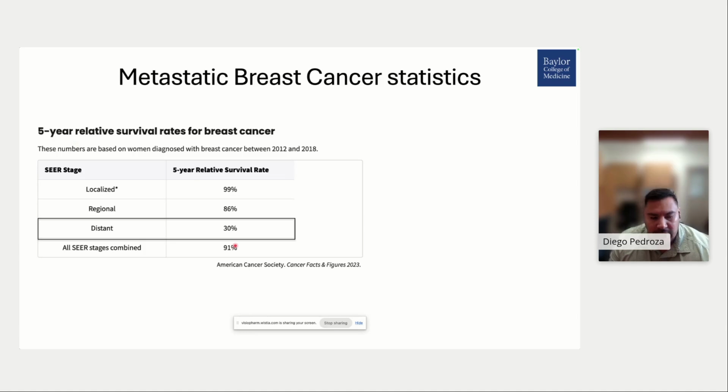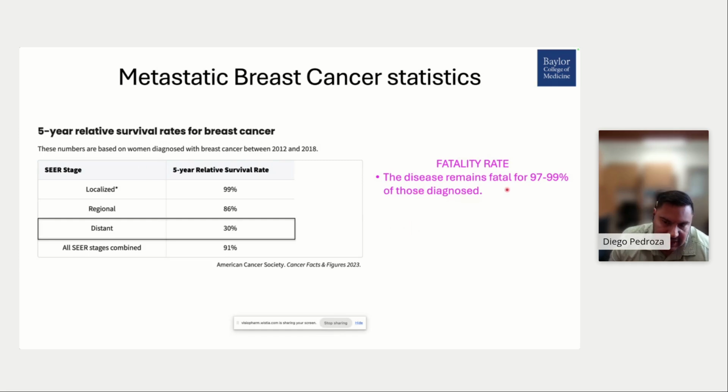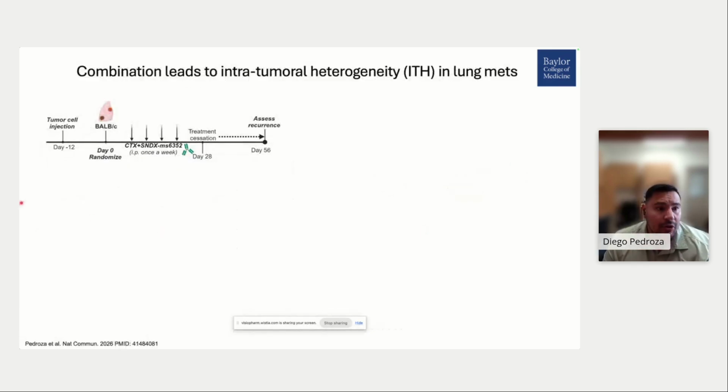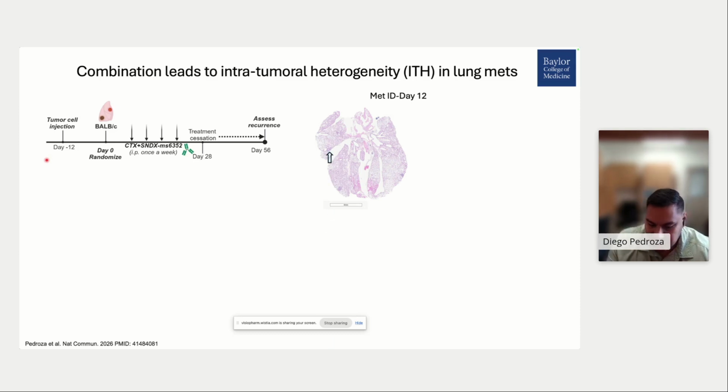So as you know, when breast cancers or any type of cancer metastasizes, that's when the 5-year relative survival dramatically decreases. And unfortunately for breast cancer, the reality is that the disease remains fatal for up to 97 to 99% of those diagnosed. So to combat this, what we do is we actually do tail vein injections, and we actually can generate established metastases.